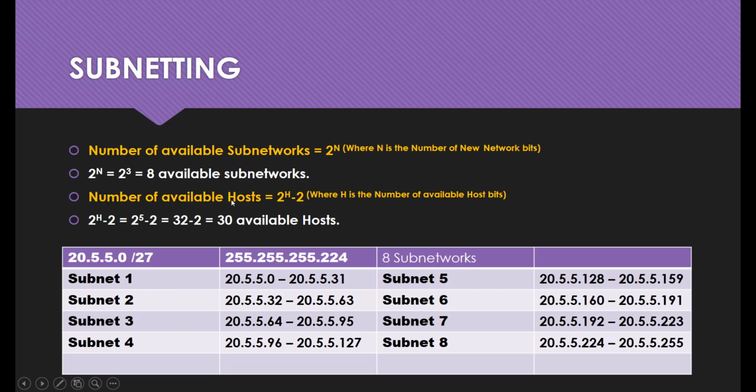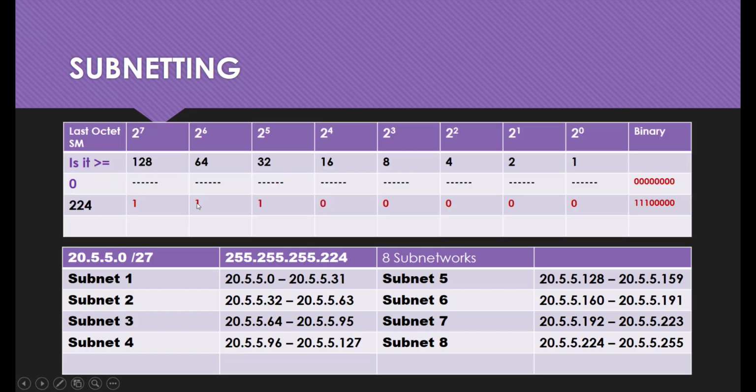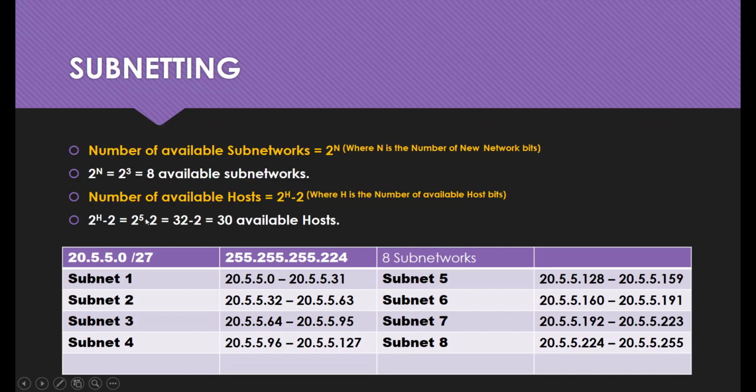And the number of hosts we'll have is 2 raised to the power of 5. Why? Because if we borrow 3, we are left with 5 host bits. So 2 raised to the power of 5 minus 2, that's 32 minus 2, which gave us 30 available hosts. So how do we get the 8 available subnetworks? Remember the same thing, 256 minus 224, which gives us 32. So it means that we'll have steps of 32.